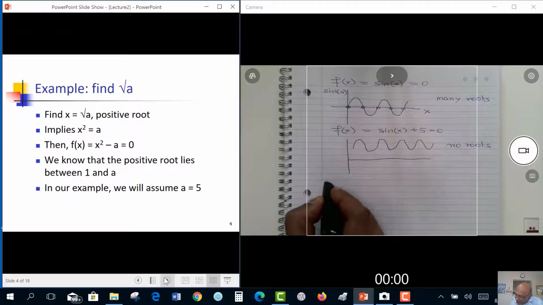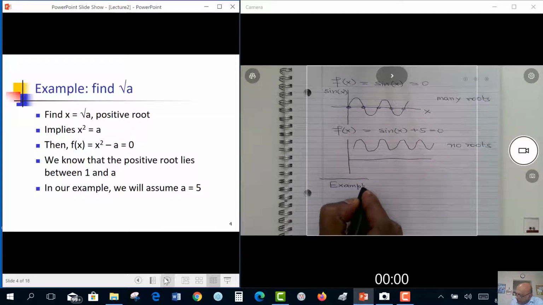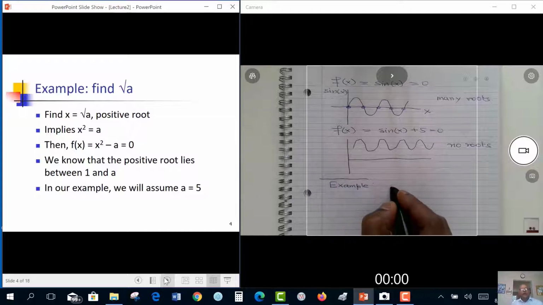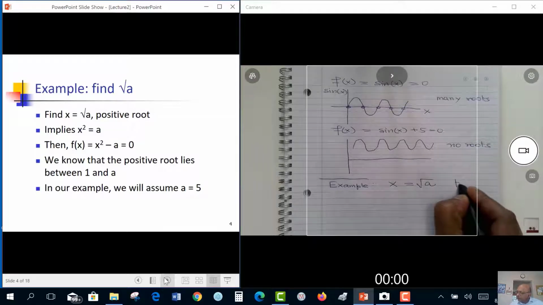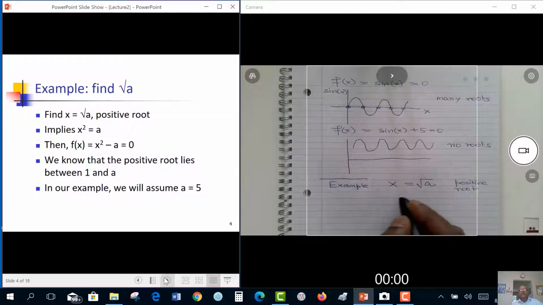So let's consider a very simple example. Let's say we want to find the square root of a number. Given a number a, we want to find its positive root. This is very important because consider your calculator. How does your calculator's square root key work?